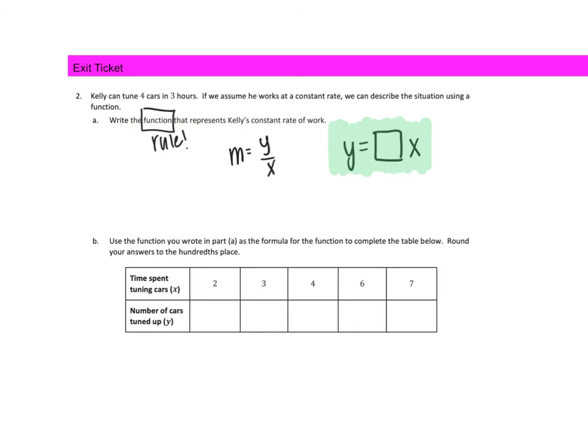All right. B says, let me put one more thing up there for A. Remember that time is always independent. So this is your X. This is your Y. Okay? B says, use the function you wrote in part A as the formula and complete this table. So you're just going to complete this table in Galileo. I will have you put your answers in for each of these. Okay, it says round to the hundreds place. I'll give you credit if it's really close. Okay?